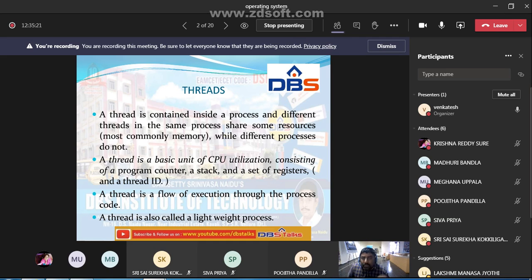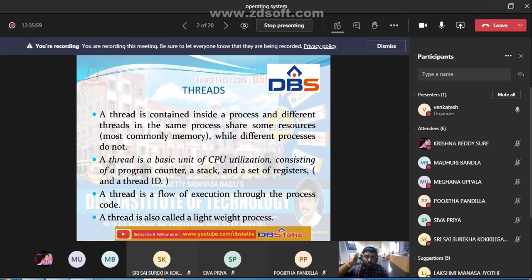That means a collection of threads is a process. For example, if a process uses some resources, the threads in that process also use the same resources. Here a thread is contained inside a process, and the different threads present in the process share some common resources.